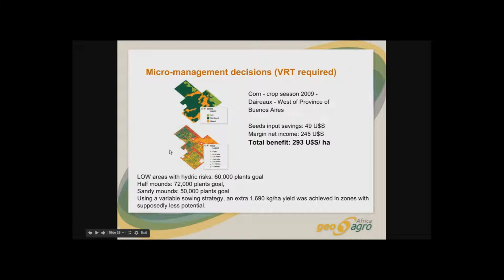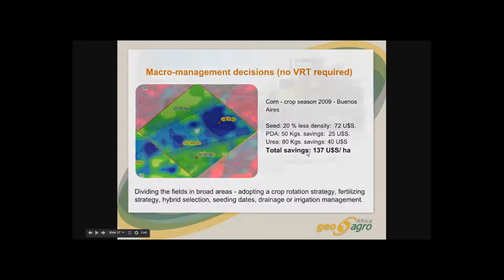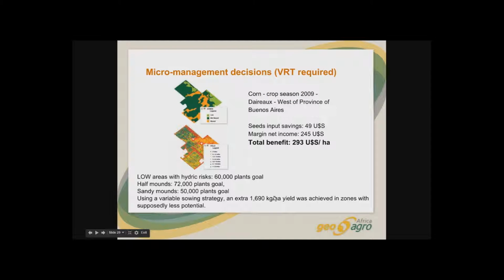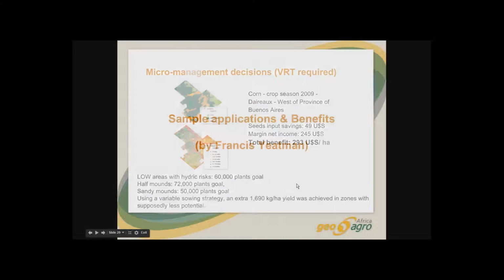I'm not going into much detail, but basically it's a matter of making informed decisions based on the response curves, either in seed or fertilizer, and then having savings in those crop inputs or higher yields, and that amounts to the total. So here we have 137, here we have 283, but that varies, and it's always a good idea to measure that against typical management. It can vary anywhere from $30 to $300 per hectare based on our experience, that type of savings.